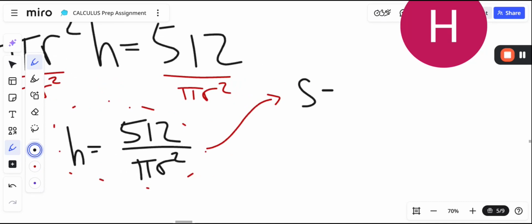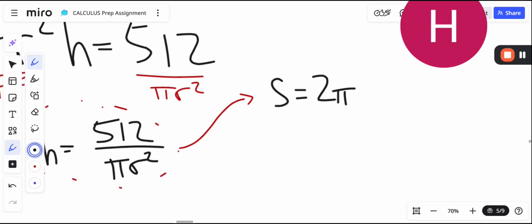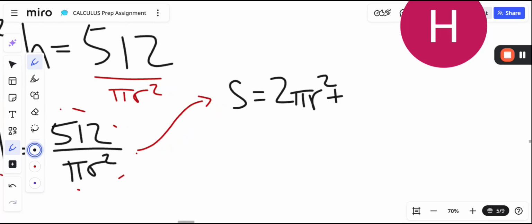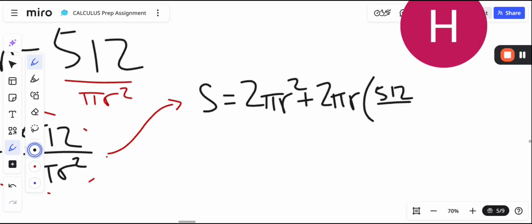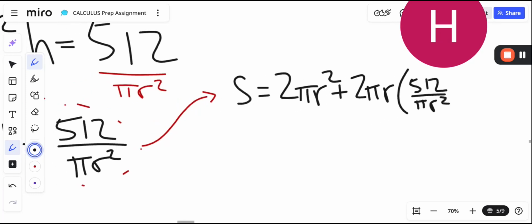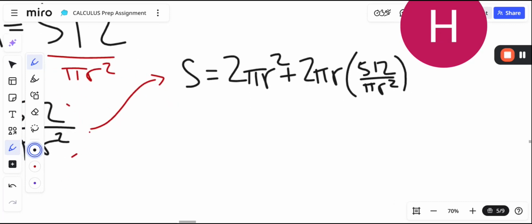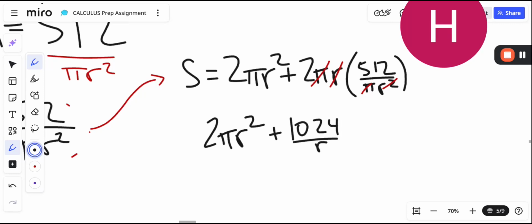And we can use that now for our surface area. Remember the equation? I hope you do. You should be actively recalling these things and try to memorize these things. So we have 2 pi r squared plus 2 pi r times h, which is going to be this 512 over pi r squared. All right, we can simplify that for sure. Look at this. We have pi r, so we end up with 2 pi r squared plus 2 times 512 is 1024, and that's divided by r.